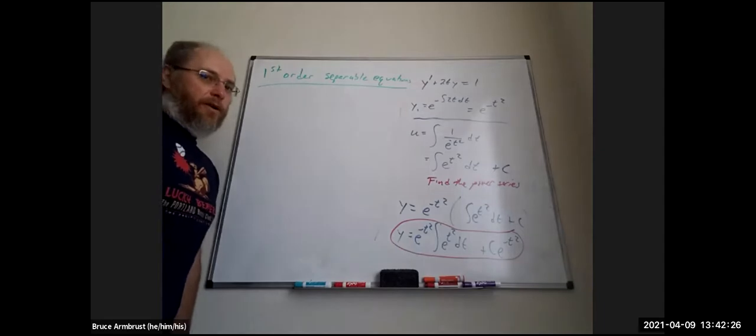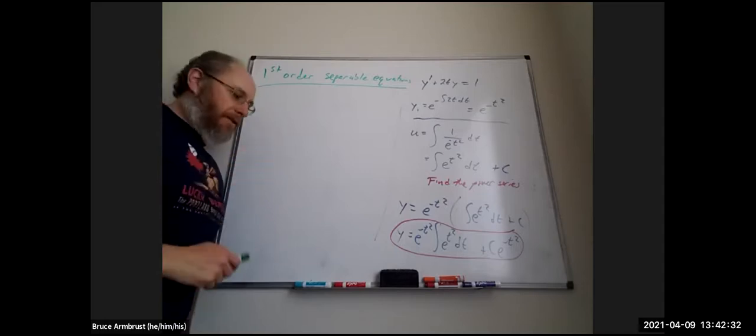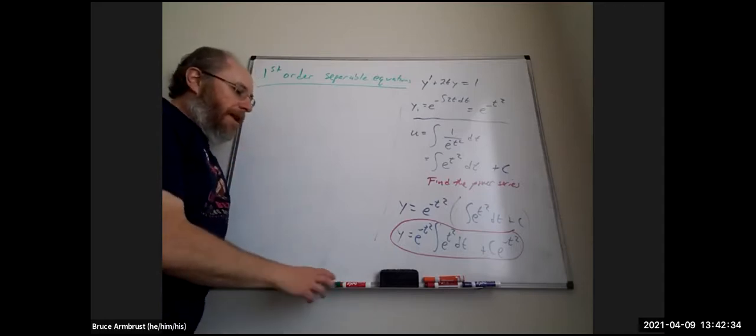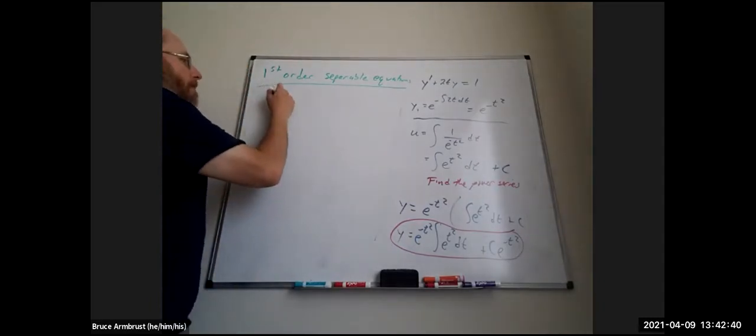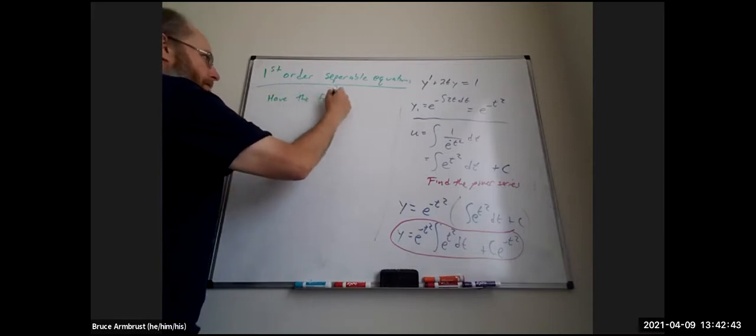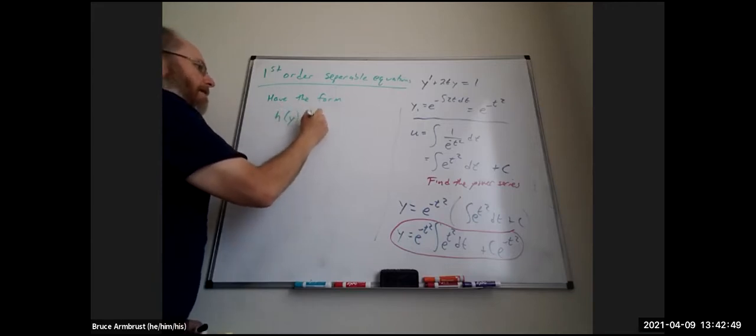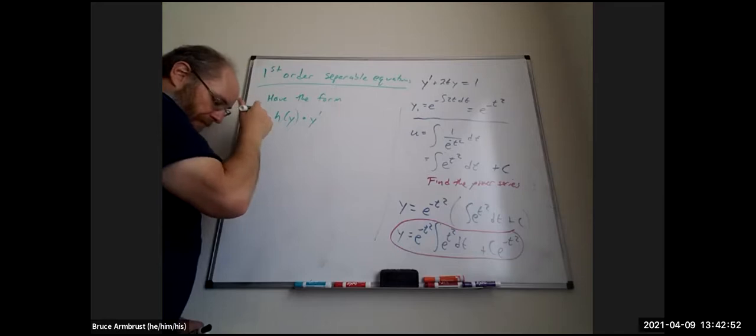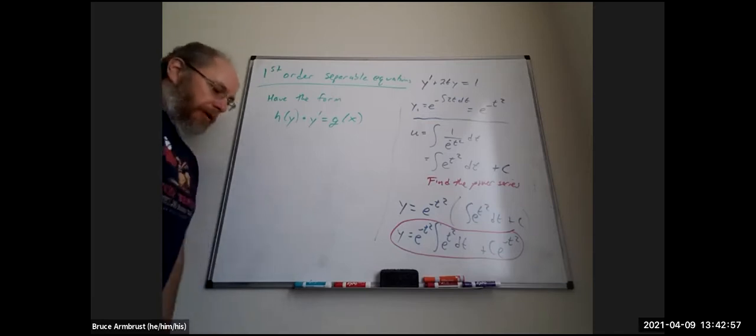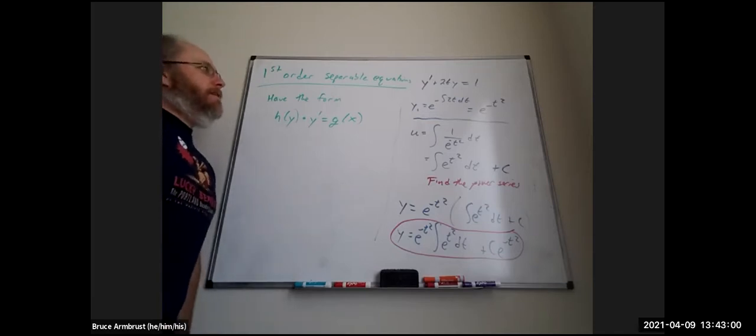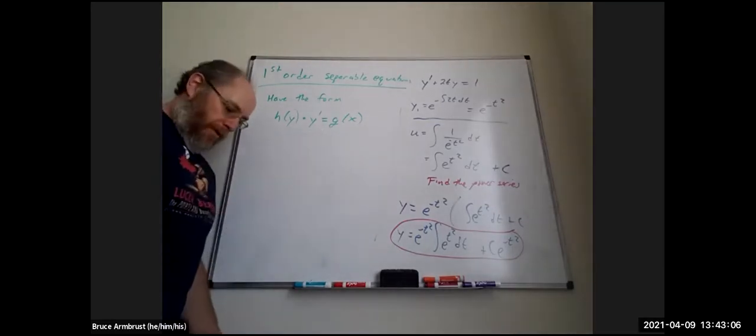So we're still in the first order world. No second derivatives, no third derivatives, nothing like that. And these are just first order. Now for it to be separable, you have to be able to have this form. We're going to have some function of y times y prime equals some other function of x or t or whatever. So this is what it means for it to be separable. We have to be able to write it in this form.